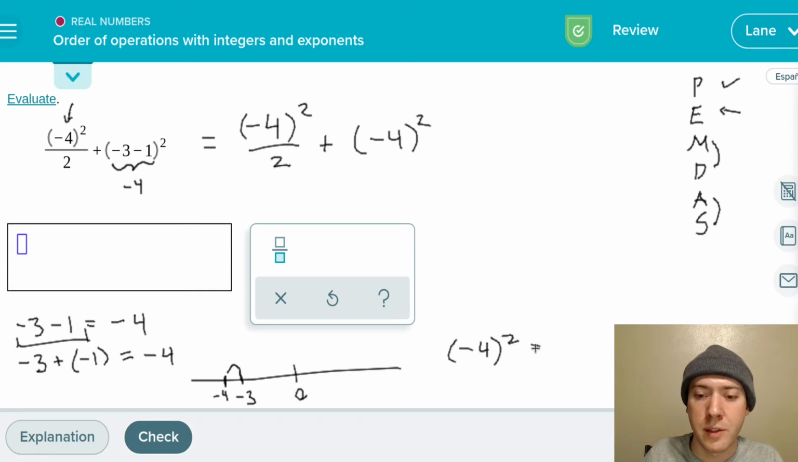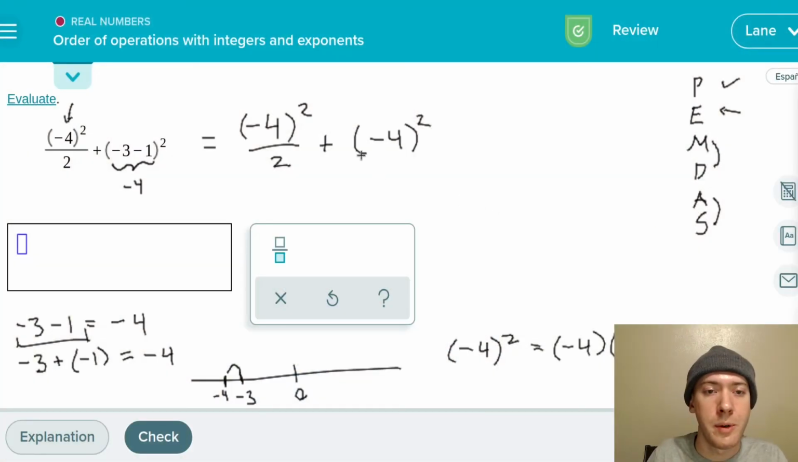-4 squared means -4 times -4. And our answer is going to be positive because we're multiplying two negative numbers. And 4 times 4 is 16. So -4 squared is 16. I'm very sorry that my head was in the way of the writing right there. -4 times -4 is positive 16. So I'm going to replace those two expressions, -4 squared, both by the number 16. So we have 16 divided by 2 plus 16.